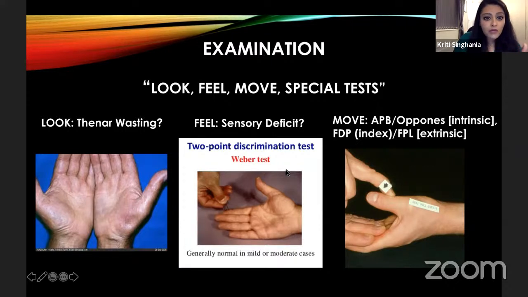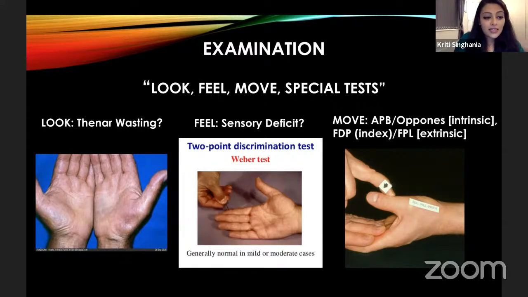One, if you have the filament available, you can do a 2-point discrimination test known as the Weber test, where you place the filament, which is slightly apart from one another, on the digit affected. And a normal person would be able to tell you that there are 2 different points of contact on their finger. But someone with sensory deficit due to carpal tunnel, for example, may not be able to discriminate.